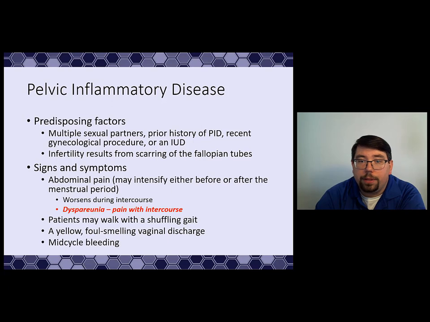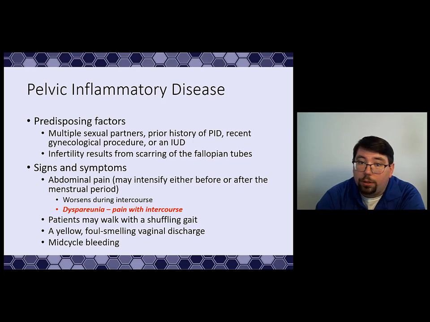Signs and symptoms we typically see with this are going to be associated with abdominal pain. A lot of times, because of these factors, if any type of PID begins, it can result in infertility, where they'll have scarring of the fallopian tubes we talked about in our previous lesson. Most of the signs and symptoms, like we said, are going to focus on abdominal pain. Now, these may intensify either before or after the menstrual period, but typically it's going to worsen during intercourse. We call that dyspareunia, where the pain is with intercourse itself or vaginal penetration.